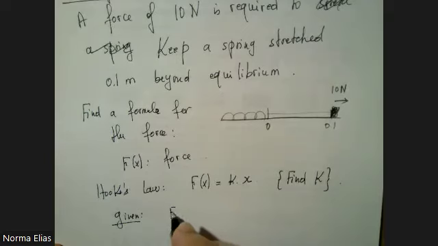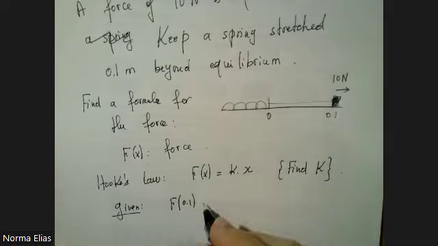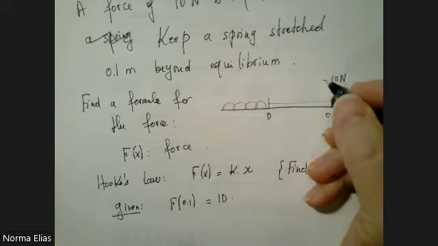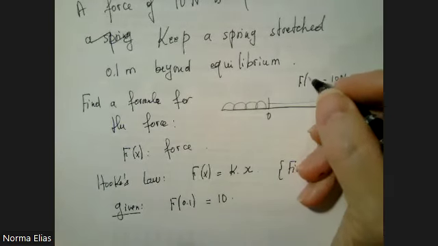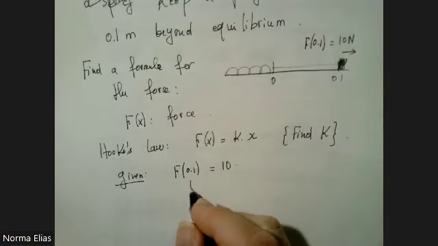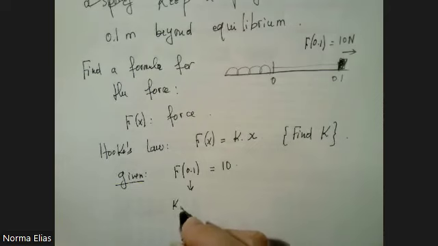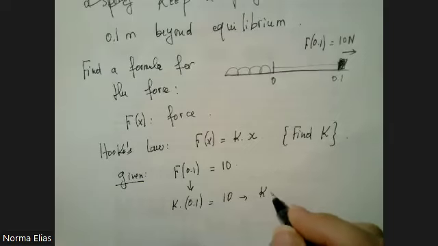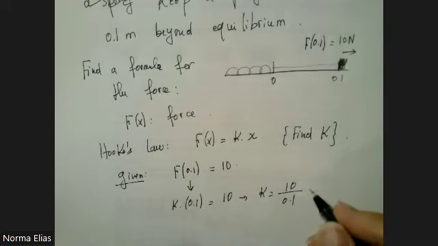What's given is that if X is 0.1, meaning the force, then this is equal to 10. That's what this is giving me. So this 10 Newton is the force when X is 0.1. Now we substitute. F at 0.1 is K times 0.1, which is equal to 10. So K is 10 divided by 0.1. 0.1 is 1/10, so this is equal to 100.